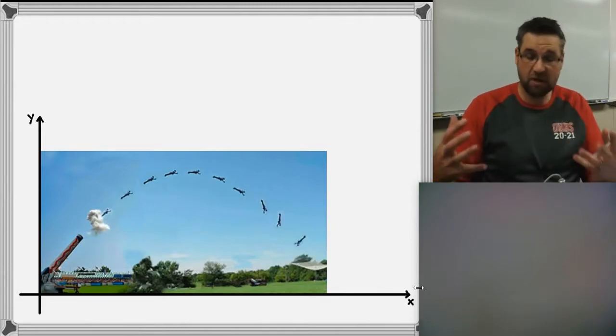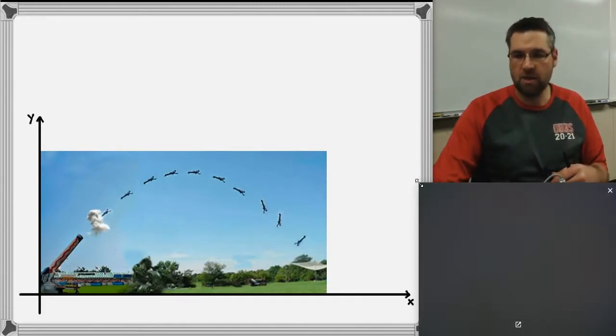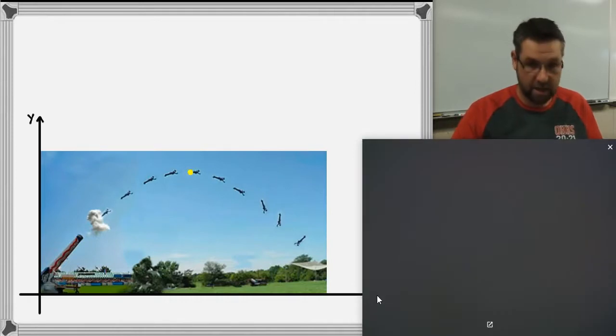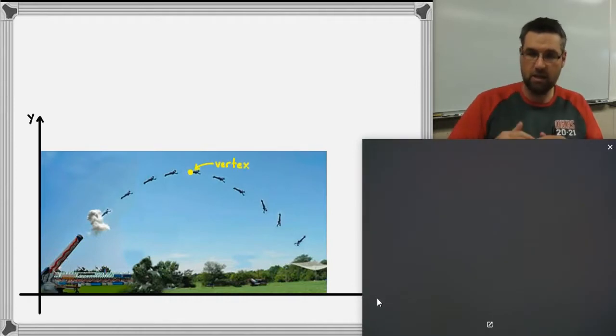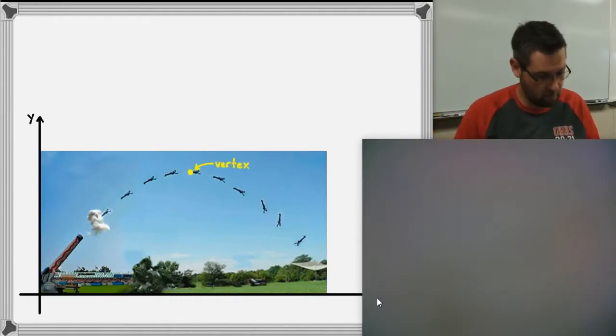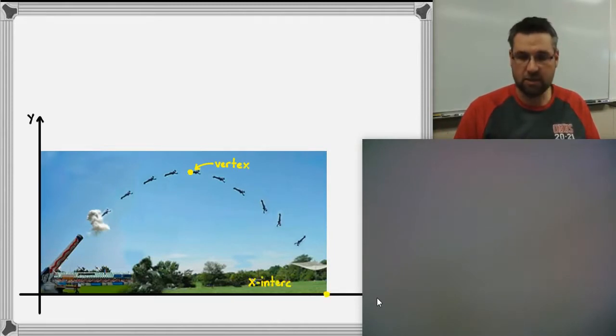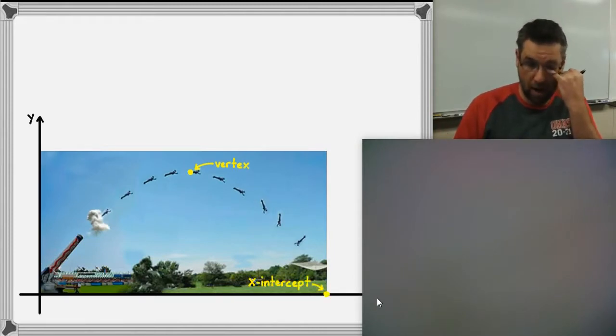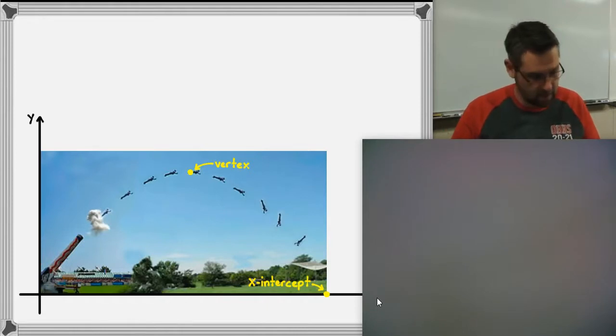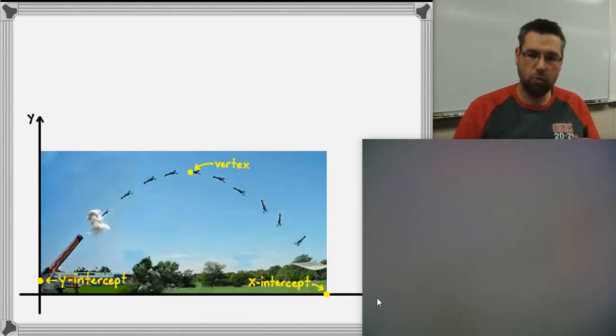And so what are some key features of a parabola? Well, there is the vertex, the highest point or the lowest point of the parabola. There are the x-intercepts, and that's where the parabola crosses through the x-axis. And there is the y-intercept, and that is where the parabola or the function crosses through the y-axis, okay? So let's go ahead and identify what some of these things mean in the context of real life, okay?